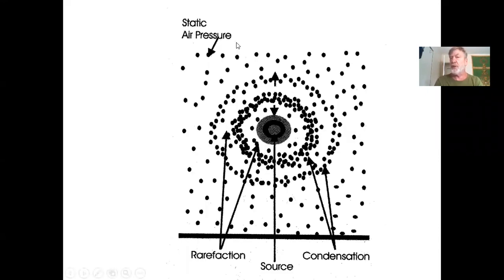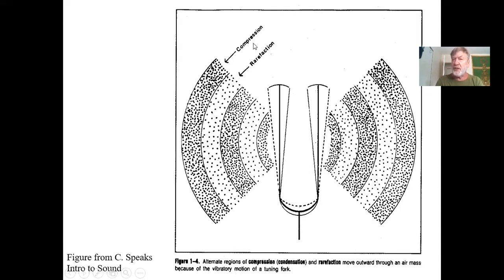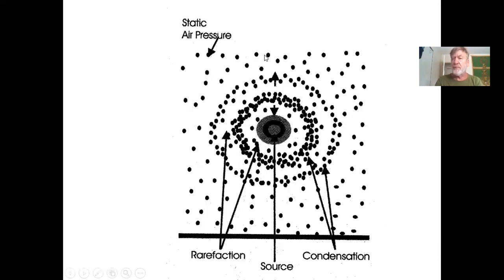Here's another picture showing you the same thing. Here's a sound source in the center, and then here's a spread and a squeeze, a spread and a squeeze. You see that? Sound radiates in all directions like a sphere. It just goes out from the center, and it goes out in squeezing separations. Again, the squeezing is called condensation or compression, either one, and the separation is called rarefaction.